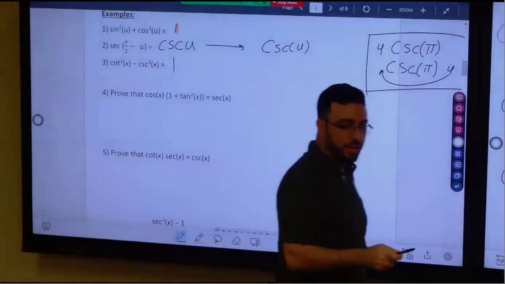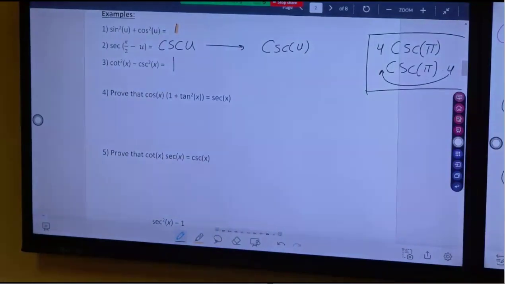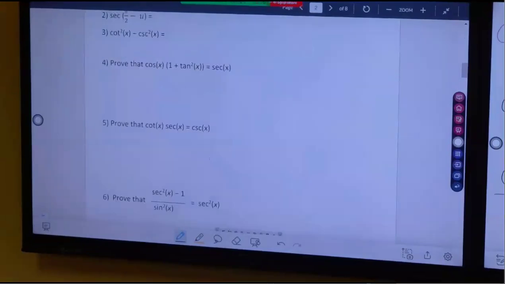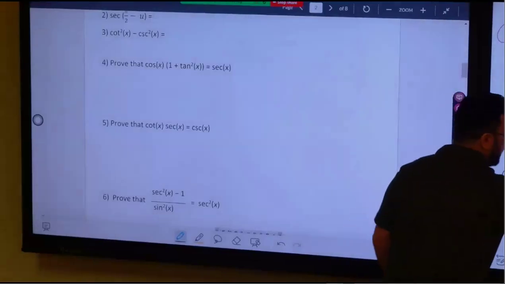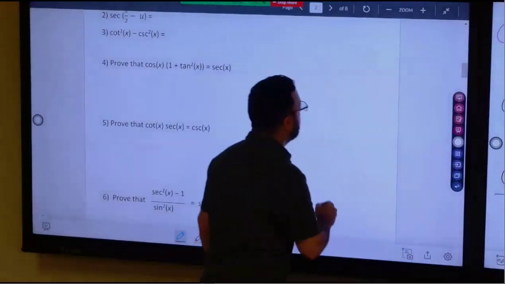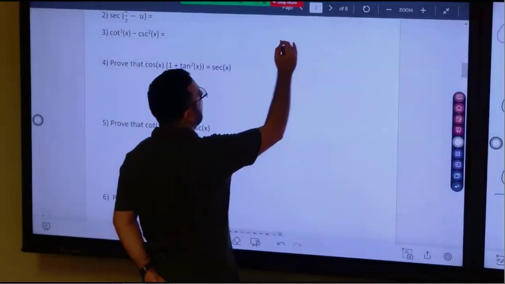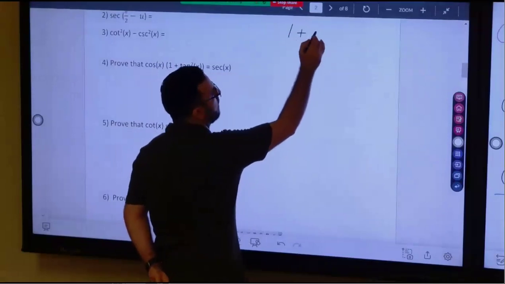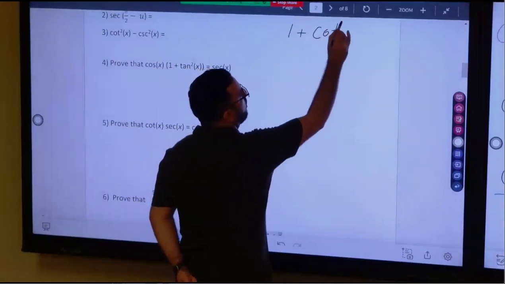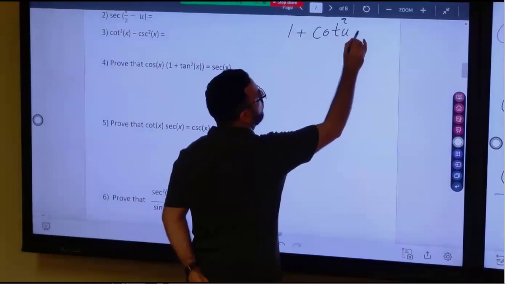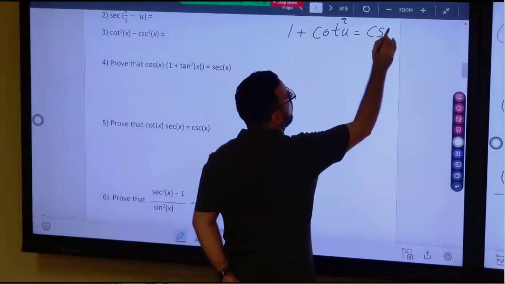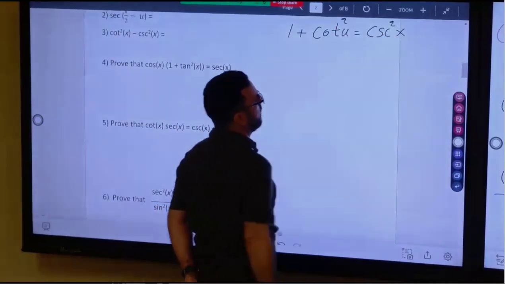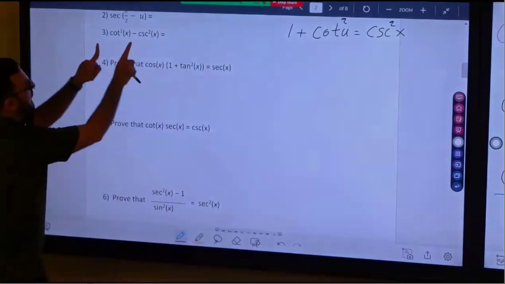So far, is that okay? What's the square box thing? It's just number 3. This is the mineral, right? I'm talking about number 3, is 1 plus what? Cotangent square equal cosecant square. Okay. Now I need to get exactly the same thing here.